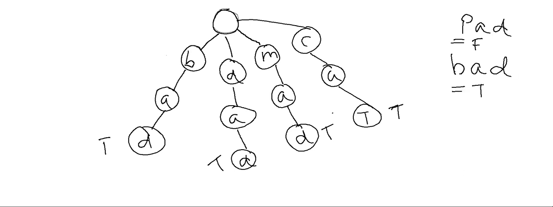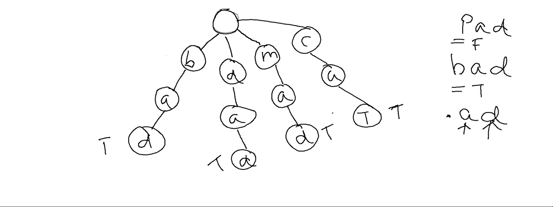Okay, the next search is .AD. Now the dot could be any character. So from the root we'll search in all the children. The root node has children B, D, M, C. So we'll search all the children to see if the next character is A. For all the children of root, we'll see if they have an A. So all of them have A. B has A, D has A, M has A, and C has A. Then we'll go to the next character.